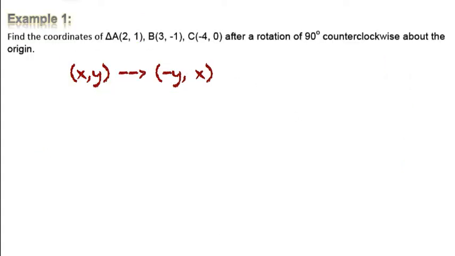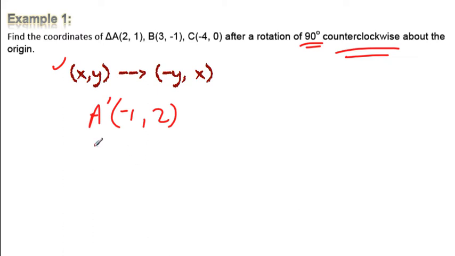Okay, so the first example, find the coordinates of triangle ABC. All right, so we have A is at (2, 1), B (3, -1), and C is at (-4, 0). We're going to do a rotation of 90 degrees counterclockwise. So the rule that we have is (x, y) goes to (-y, x). That's the rule we put on the table there. So we need to switch the coordinates, make the first one the opposite. So A, which is (2, 1), would go to A prime, which is (1, 2). Make the first one the opposite. Voila, we're done. (-1, 2).